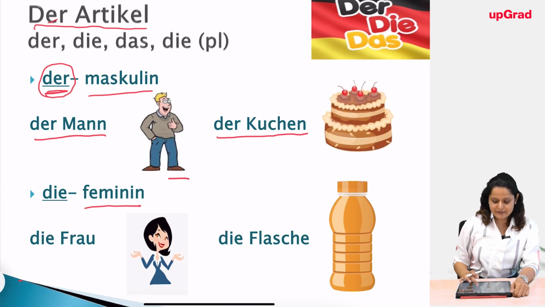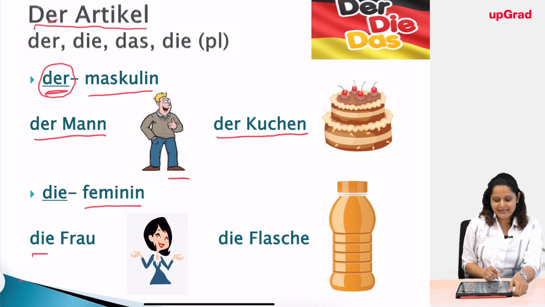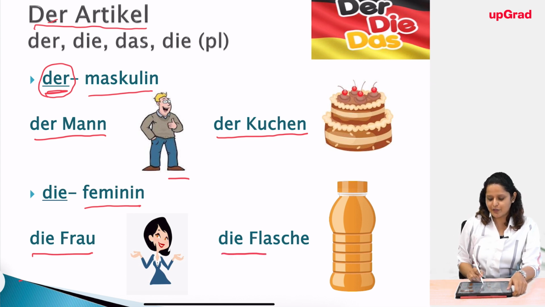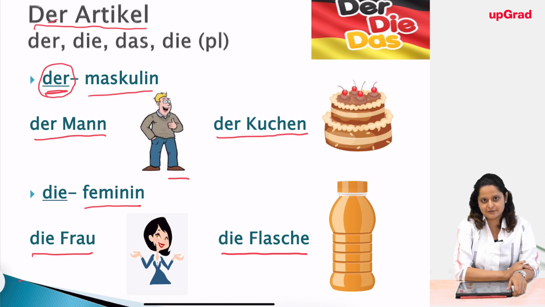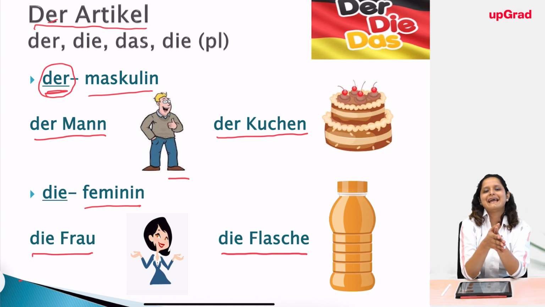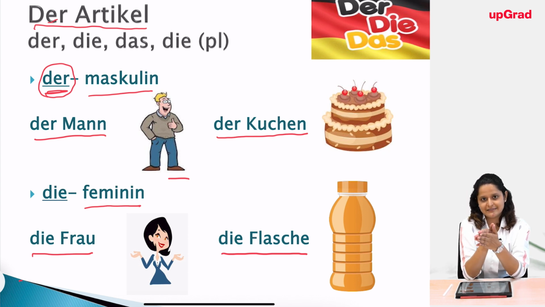Now let's look at the feminine nouns. These are the female nouns or the feminine nouns. Okay, now here we have die Frau. Frau means a woman, a lady. The article for that is die Frau. On the other hand, we also have a noun, die Flasche. Flasche means a bottle. This noun is also a feminine noun which has the article die. So you have der Mann, der Kuchen, die Frau, die Flasche.